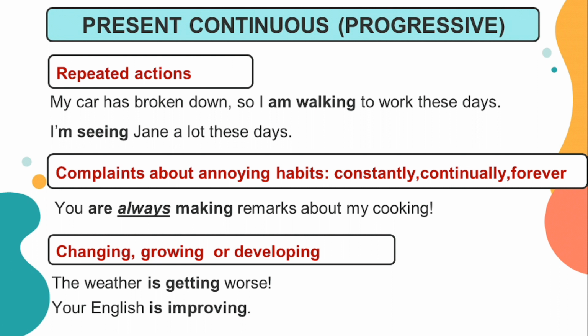Present continuous shows complaints about annoying habits with adverbs such as constantly, continually, forever, or always: You are always making remarks about my cooking. It means I'm annoyed with your habit. Or present continuous shows changing, growing, or developing: The weather is getting worse. Your English is improving.